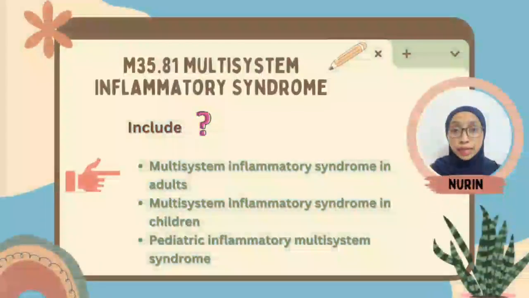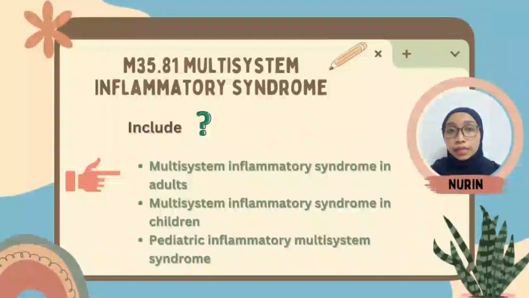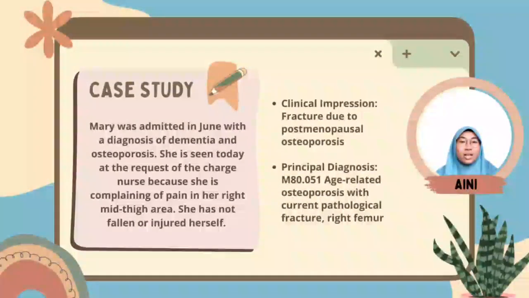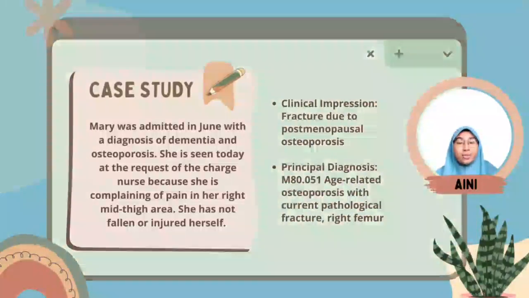As you can see from the slides, the code M35.81 is used to code for multisystem inflammatory syndrome, in adults, children and pediatric inflammatory multisystem syndrome. Based on the case study, the condition is diagnosed with M80.051, age-related osteoporosis with current pathological fracture, right femur.